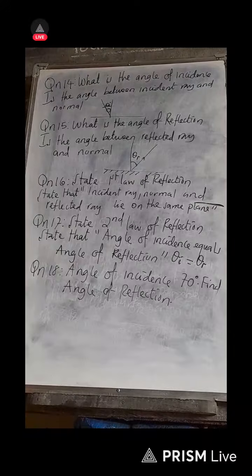So you may see there, question 17, the second law of reflection. This law states that the angle of incidence equals the angle of reflection. This is very, very important to note. Question number 18: the angle of incidence is equal to 70 degrees. Find the angle of reflection. Now your turn. Try to find the angle of reflection.